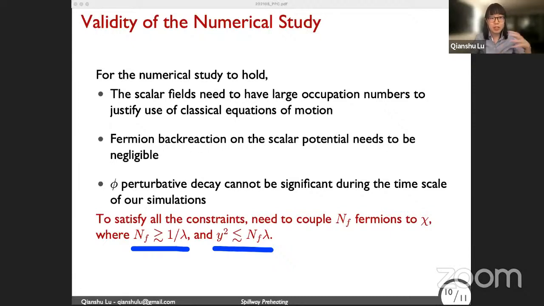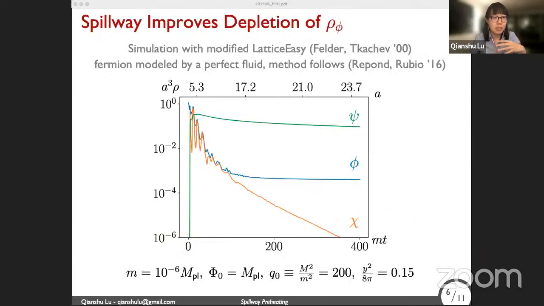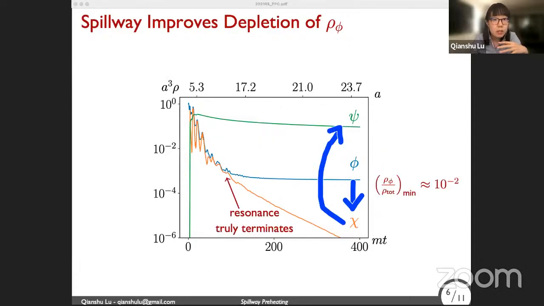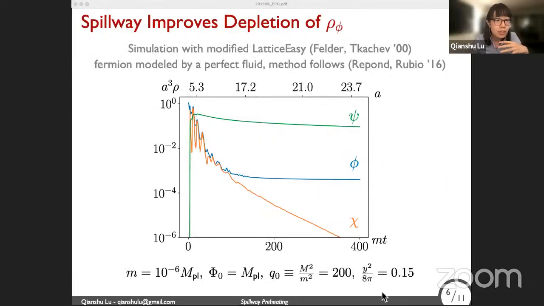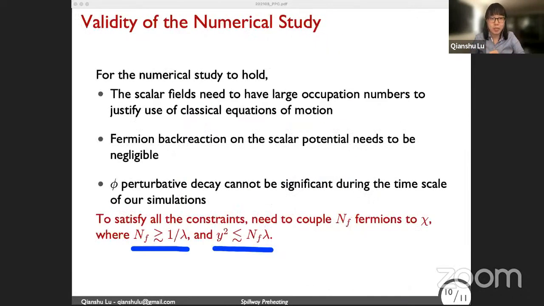Effectively, by coupling NF species of fermions, what we are saying is that the Yukawa coupling here is no longer the individual Yukawa coupling. It's the sum of all the Yukawa couplings of the fermions. So when NF becomes large, the individual Yukawa coupling is actually becoming small. So yes, we have considered these fermion back reactions, and this is why we need NF species of fermions, to make it valid that we are ignoring them in the numerical simulations.